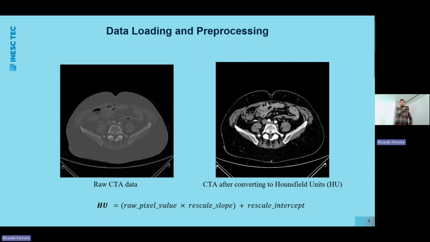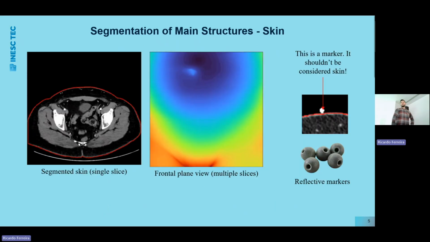So the data loading, nothing special. We take the raw CTA data and turn it into Hounsfield units with a formula that is displayed there. The segmentation of the skin is done slice by slice, and in the middle image we see a frontal plane view that is then used in the next step. This skin is segmented without considering the markers, those spherical things that appear completely blank on the CTA.